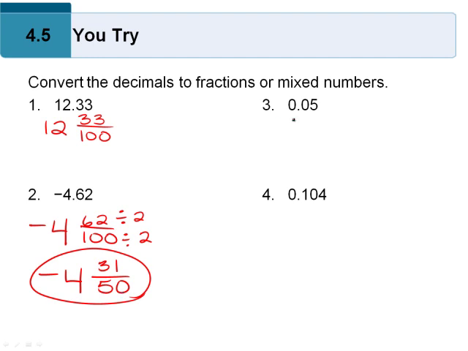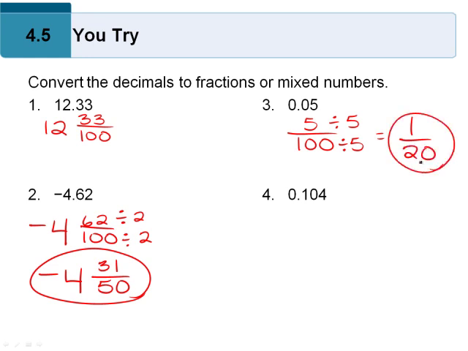Okay, number 3, we have 0.05. So we put 5, and it's got 2 digits behind the decimal point, so over 100. Now, 5 will go into both of those. So if I divide and reduce by 5, I'm going to get 1 over 20. There's your fraction there.